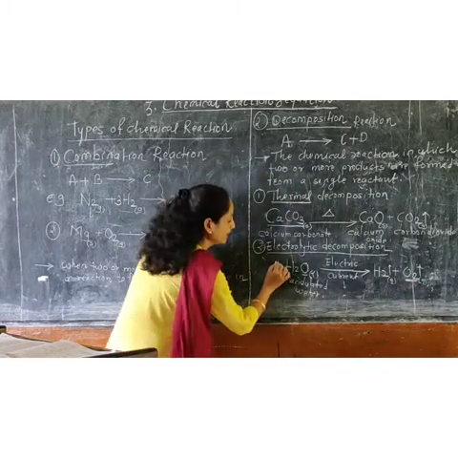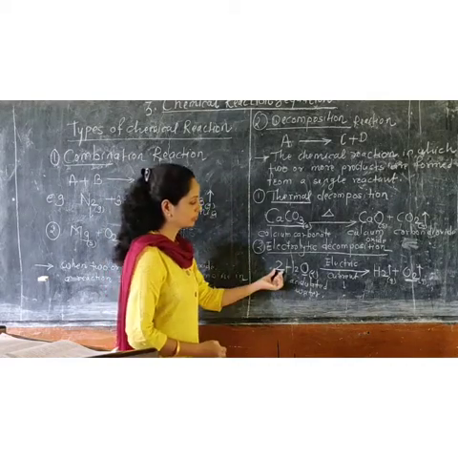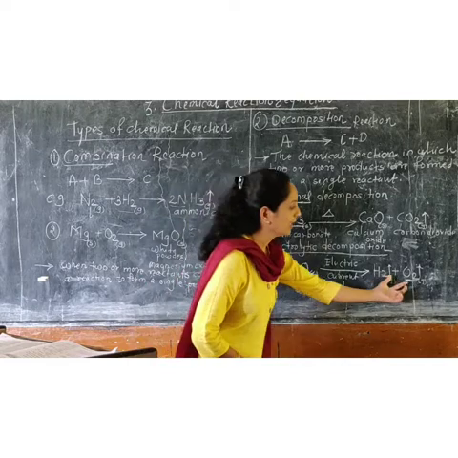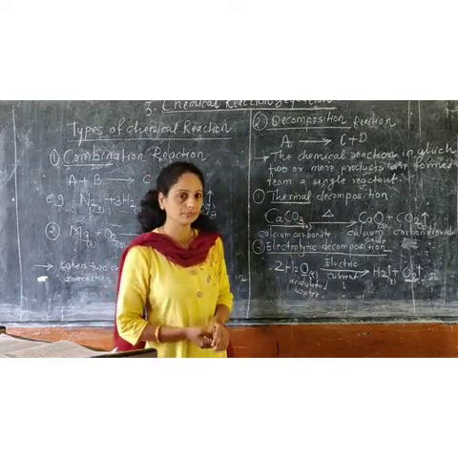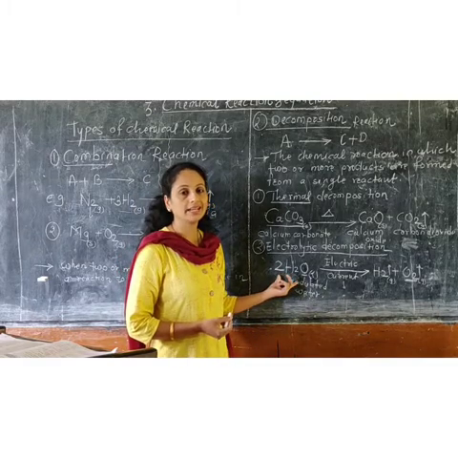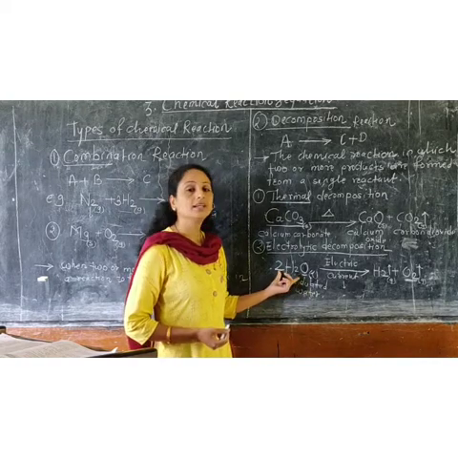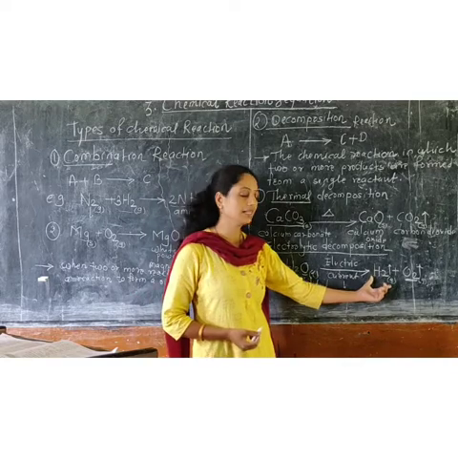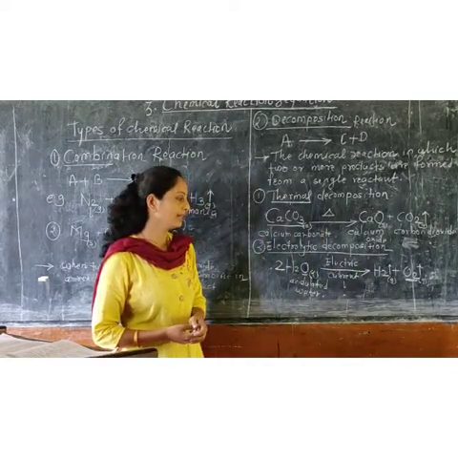So we have to take the coefficient 2. Then there are 2 oxygen on the reactant side and 2 oxygen on the product side. But then the hydrogen atoms become unbalanced. On the reactant side there are 4 hydrogen atoms, and on the product side there are 2 hydrogen atoms. Again we have to balance the hydrogen.